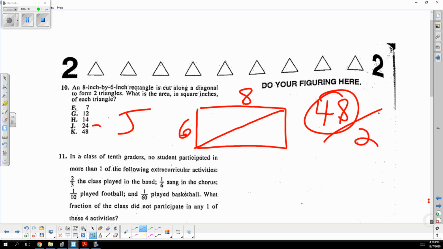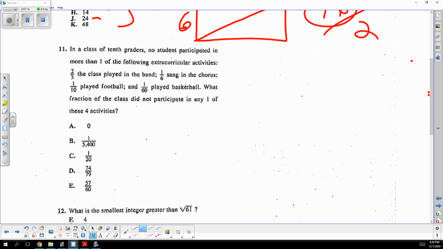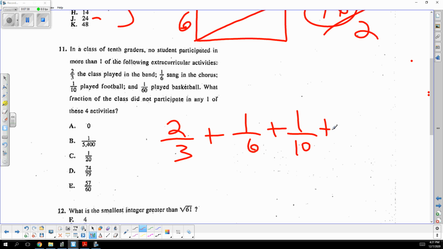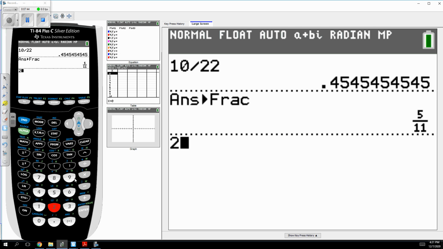No overlap in 10th graders. So there's no overlap. So what did they say here? 2/3 of the class is in the band, 1/6, 1/10, and 1/60th. So which one did not participate in any? Add the fractions and see what's missing. So it's 2/3. I won't even turn it into a fraction.